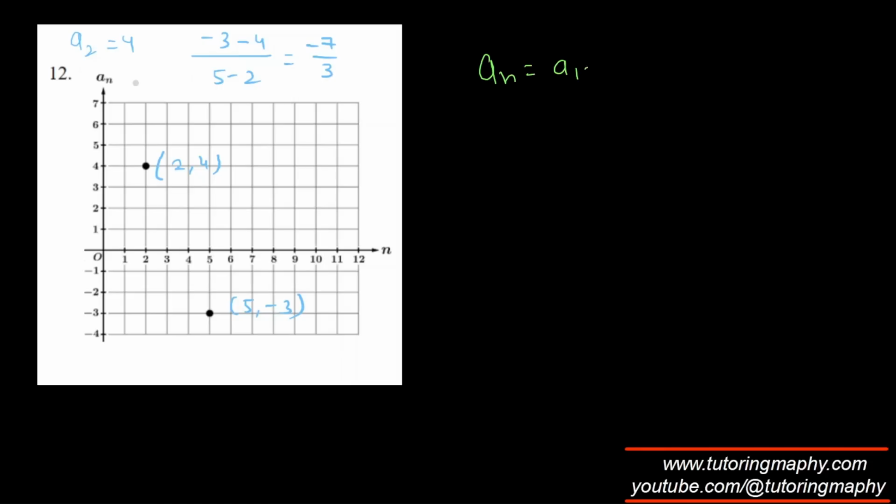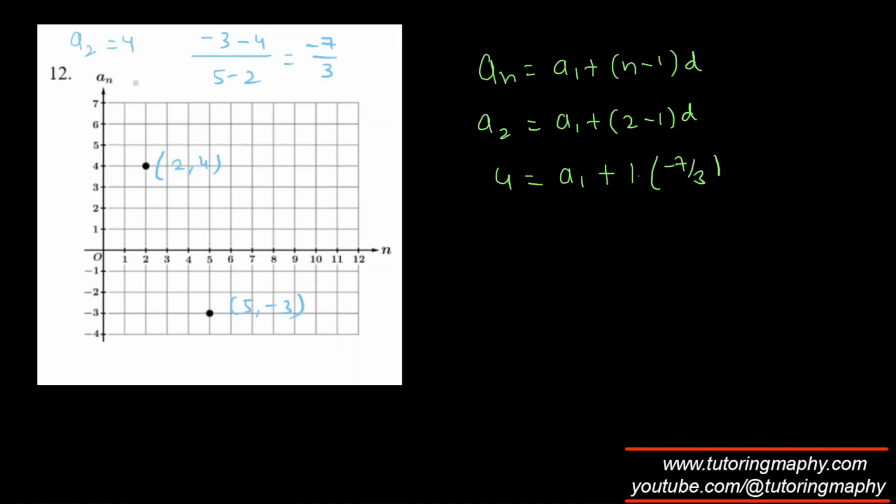So an is equal to a1 plus n minus 1 times d. n is 2 because we know a2. So a2 is a1 plus 2 minus 1 times d. a2 is 4, so 4 is equal to a1, we don't know, 2 minus 1 is 1, and d is negative 7 over 3. So it will be 4 plus 7 over 3 is equal to a1, which means that a1 is 12 plus 7 is 19 over 3.